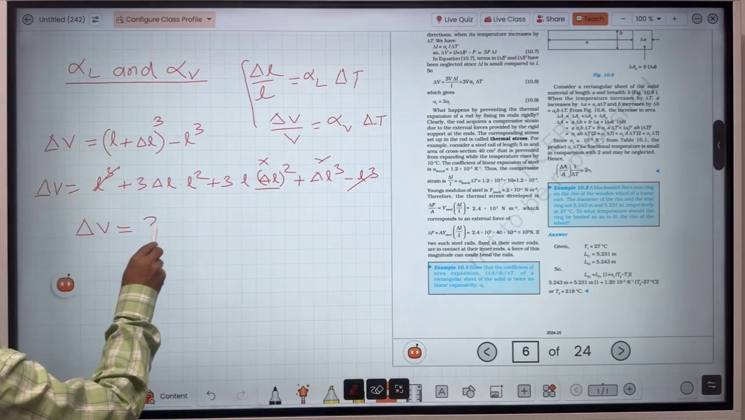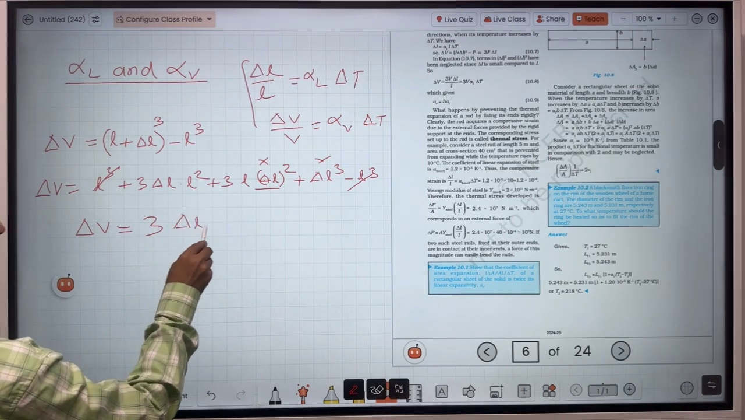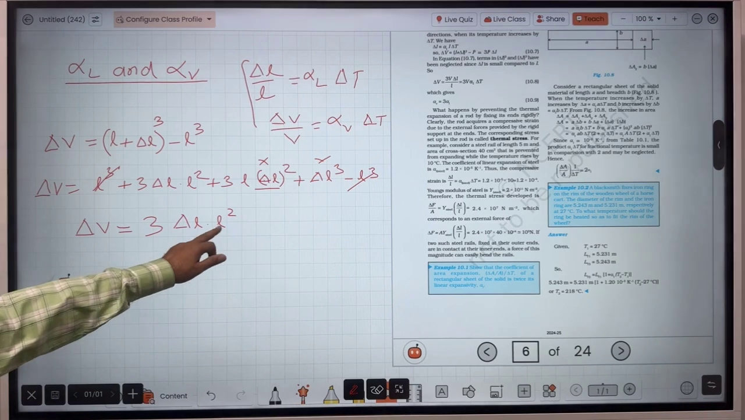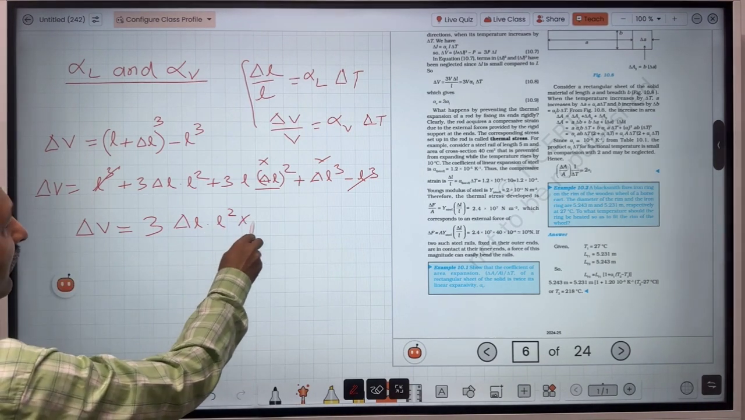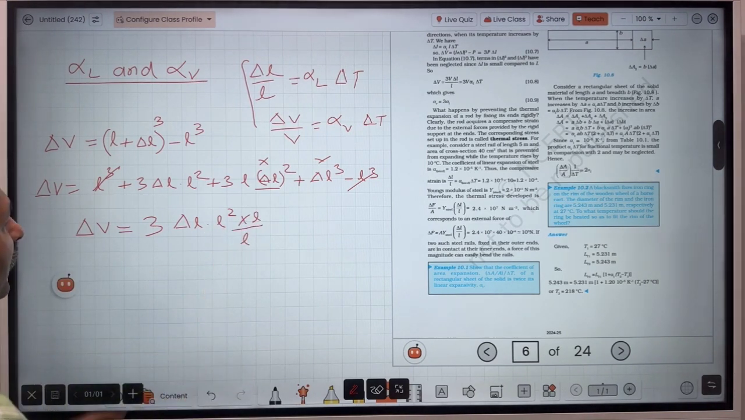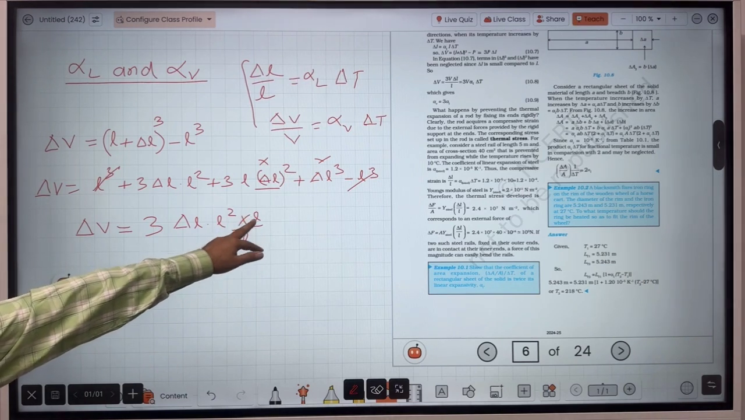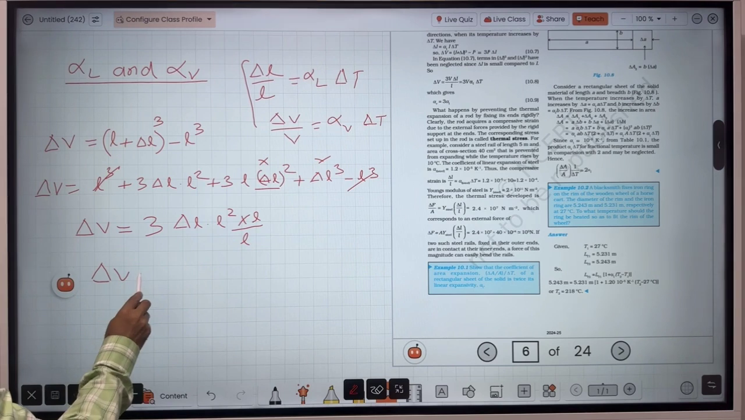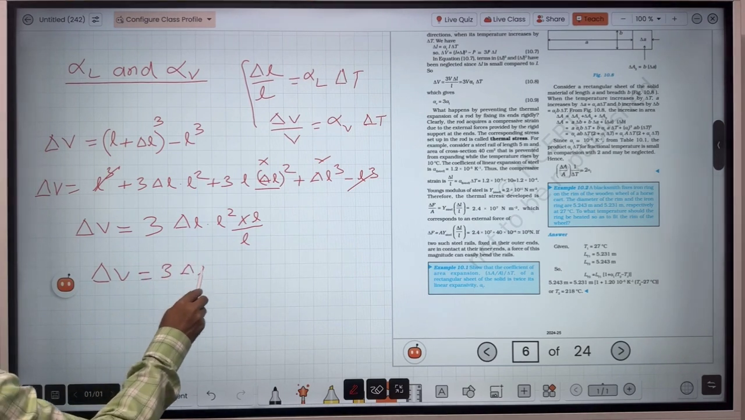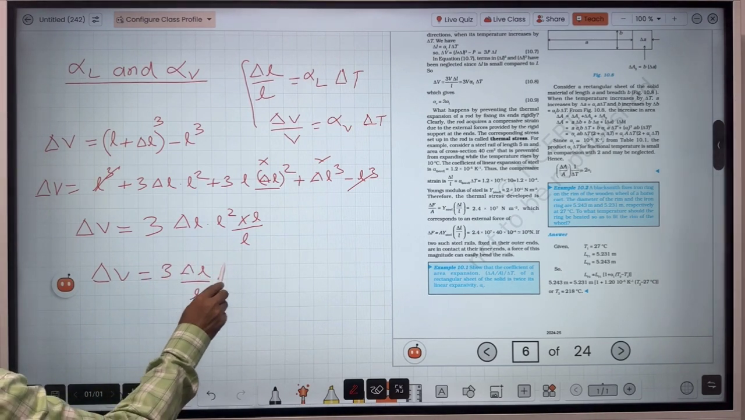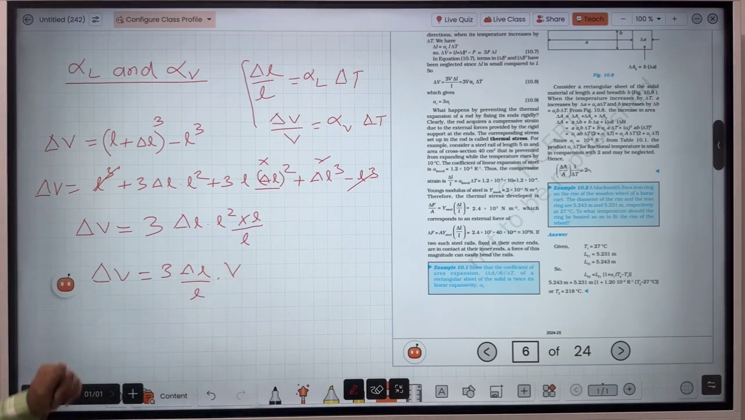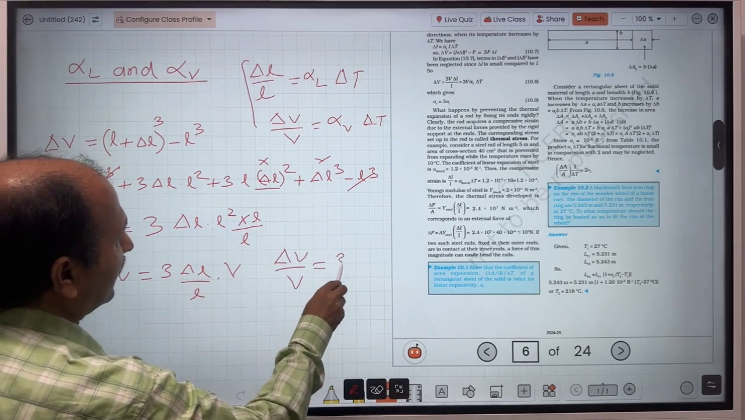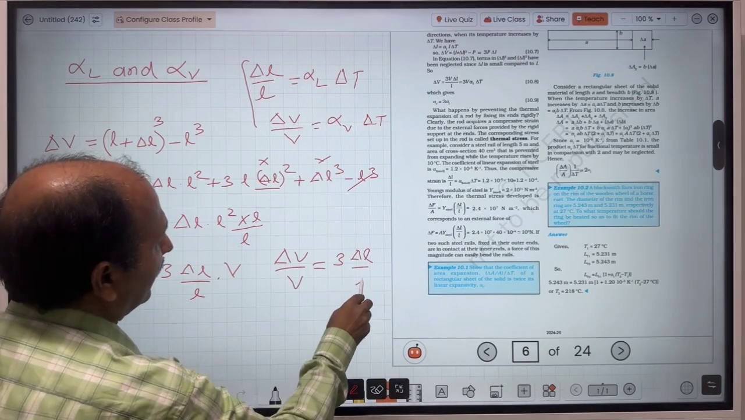So what do we get? 3 delta L times L square, right? Now this is L square. If we multiply by L and divide by L, then L cube will be the original volume. So we write here V. So delta V equal to 3 delta L upon L times V. We can shift V to the LHS. So delta V divided by V is 3 times delta L by L.